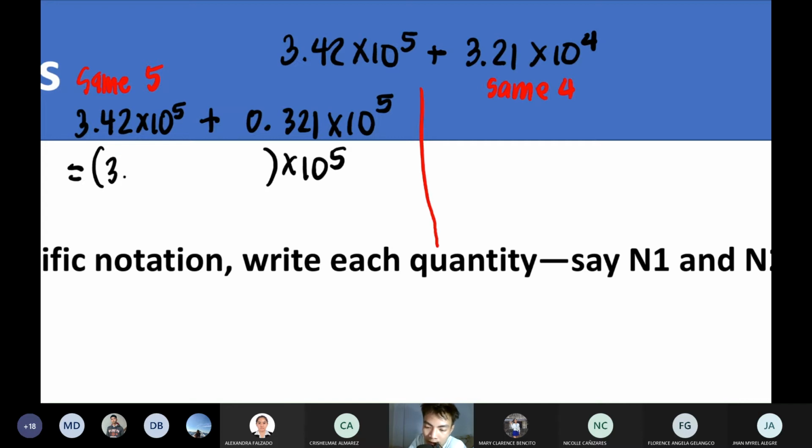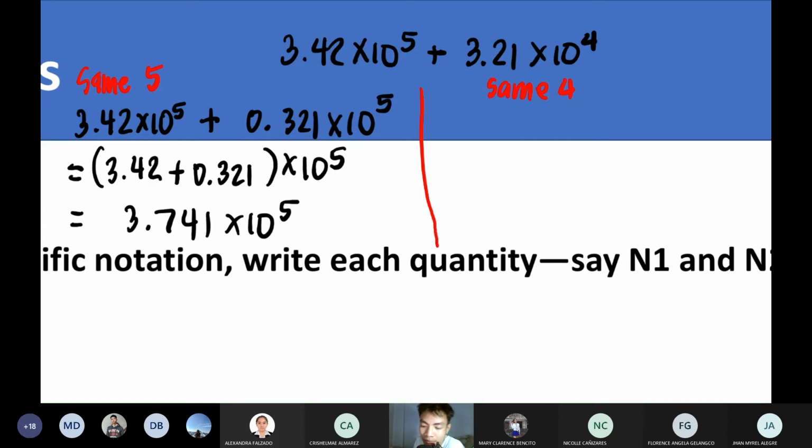Then, ipag-add mo yung coefficients. Okay? And then, do the mental math. Sige. 3.741 times 10 raised to 5. Okay? So, we ended up with this answer. So, yan yung process if gusto ko ang exponent ay parehas na 5. Okay? Try naman natin kapag 4.